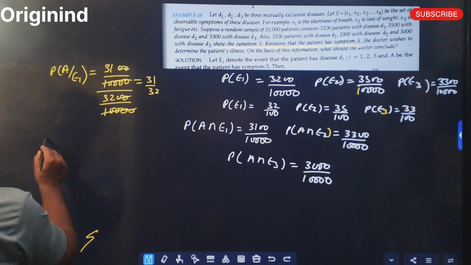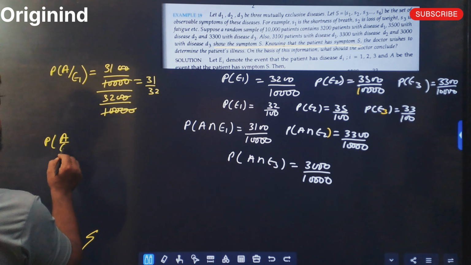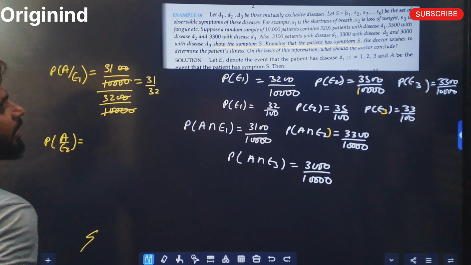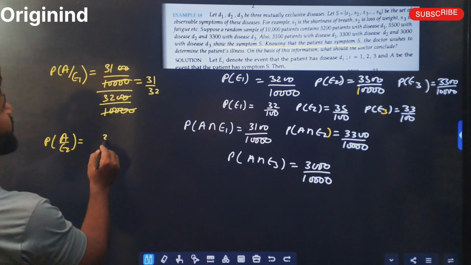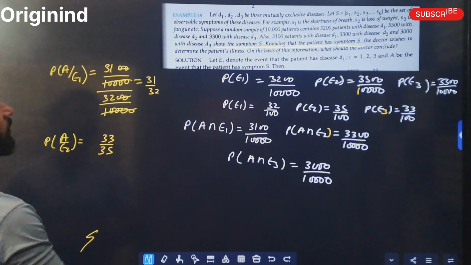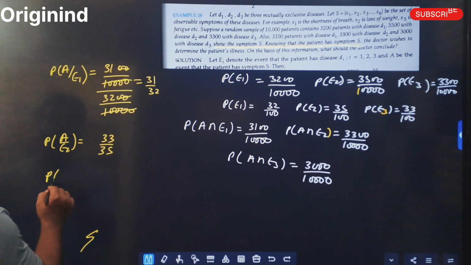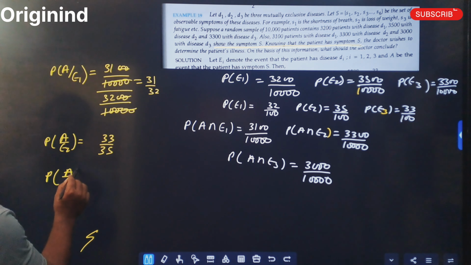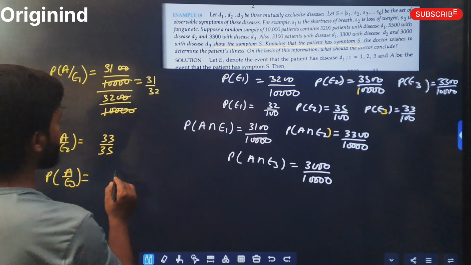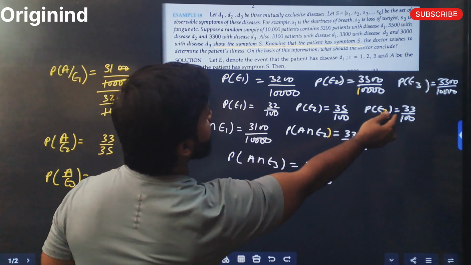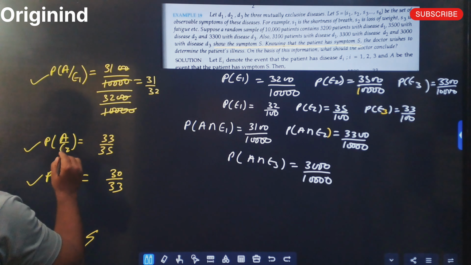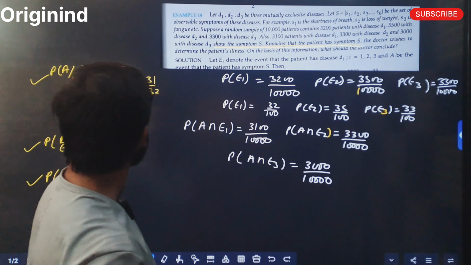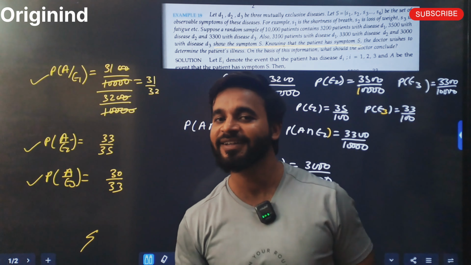P of A by E1, similarly P of A by E2. So P of A by E2 is equal to 33 upon 35. I know you understood this. Same for P of A by E3. P of A by E3 is equal to 30 divided by 33. So now these are all conditions where symptoms are there. I hope you understood. Clear or not?